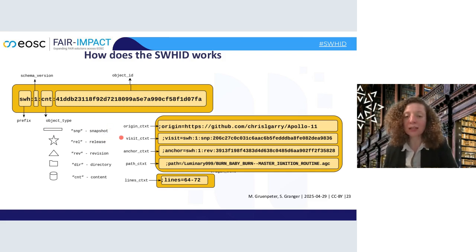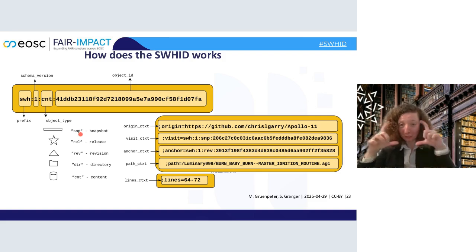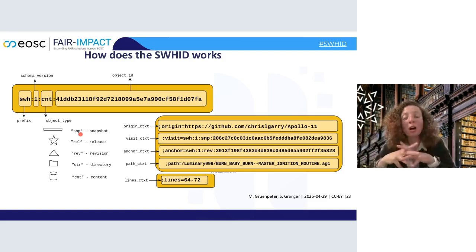Finally, you have the largest object, which is the snapshot, SNP, which gives you really a snapshot, like a picture of a Git repository or another point in time where we saw this repository or this package manager, this package, and all the branches, all the releases that are available at this point in time. So these are the objects here.